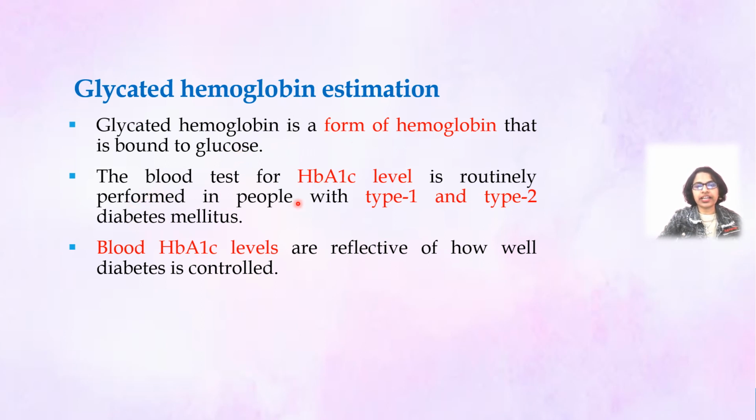The blood test for HbA1c, also known as the HbA1c level, is routinely performed in people with type 1 and type 2 diabetes mellitus. Blood HbA1c levels are reflective of how well diabetes is controlled. Whereas when we see the fasting blood glucose level or random blood glucose level, we can note the reading at the current time. With glycated hemoglobin estimation, we can estimate how well the patient has been controlling his diabetes mellitus over the past 2 to 3 months.